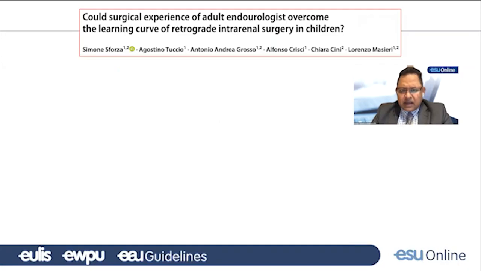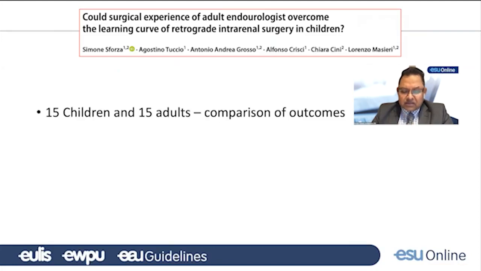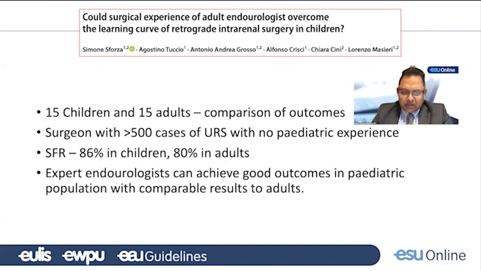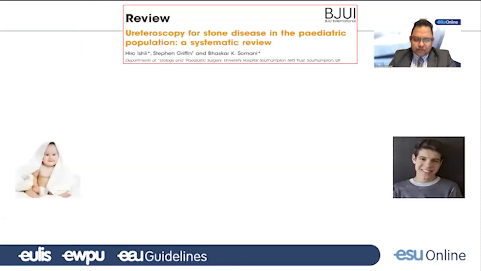Having said that, for the adult endourologist with enough experience, the learning curve is quite short. And actually, this paper shows a comparison of 15 adult and pediatric patients with a surgeon who had more than 500 ureteroscopies with no previous pediatric experience, and the stone-free rates are comparable. And they say that expert endourologists can achieve good outcomes in the pediatric population when compared to adults. I must add, though, it is not just about procedures, it's also managing before and after, and hence teaming with a group of pediatric urologists or a pediatrician is a good idea.